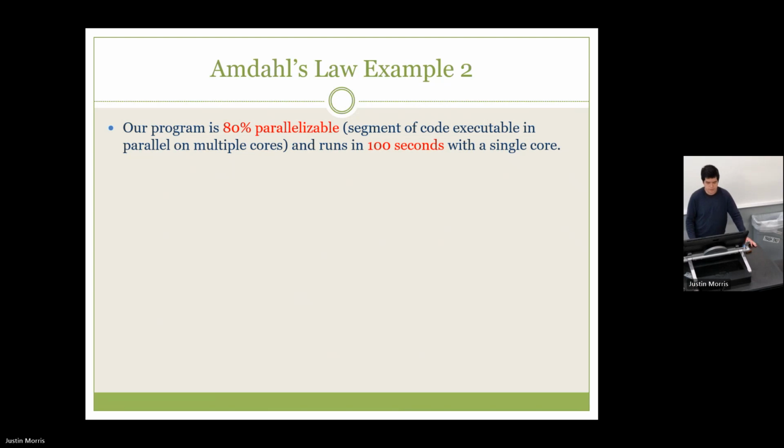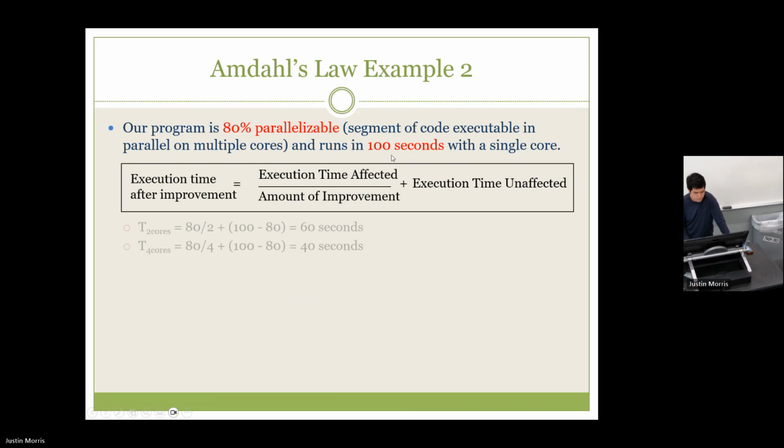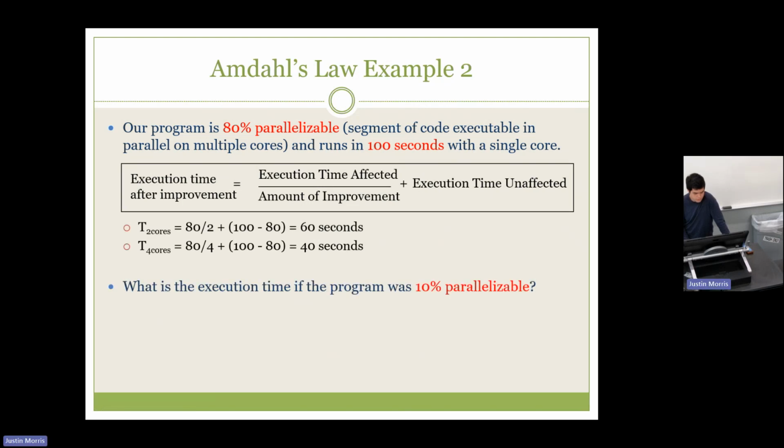So here's another exception to this. So we're still 80% parallelizable, 100 seconds total. The question is, what is the execution time if the program was only 10% parallelizable? Then we're only seeing 5 seconds saved. And then 7.5 seconds saved.